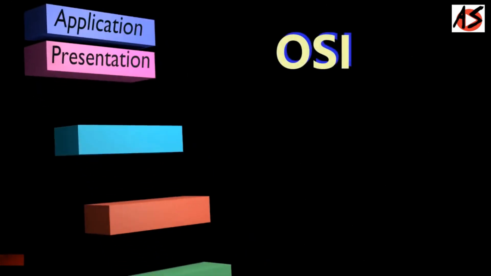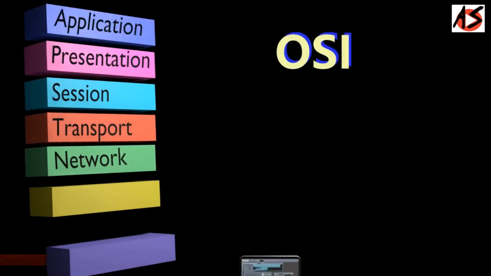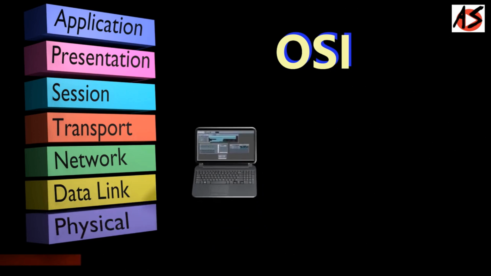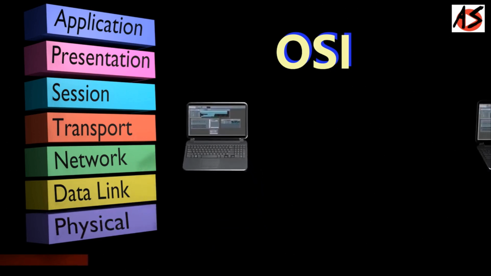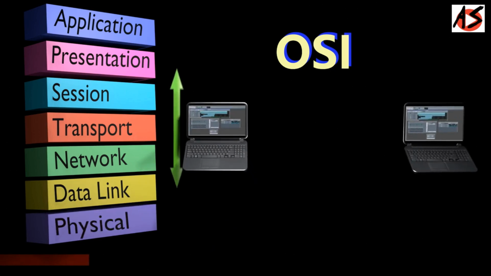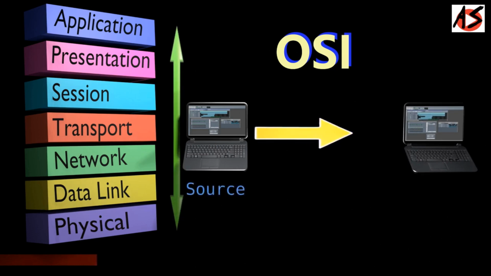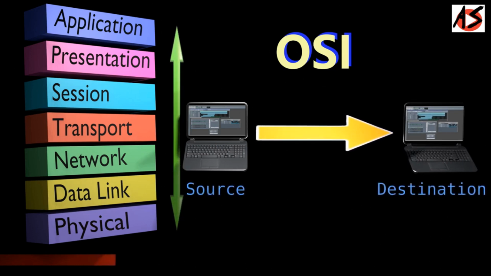OSI is a 7-layer architecture, with each layer having specific functionality to perform. All 7 layers work together to transmit the data from the source node to the destination node. So, to understand the functionality of each layer, watch the video till the end.